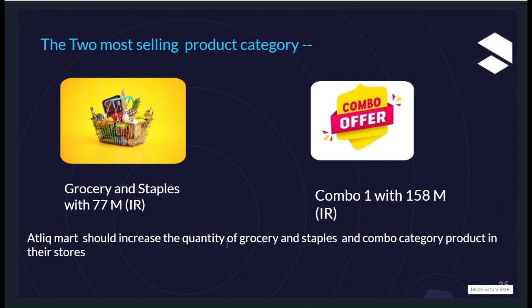So here the two most selling product categories. Grocery and staples and combo are the two most selling product categories in terms of incremental revenue, that generated the highest incremental revenue. Here combo category generates the most incremental revenue. So what can the company do about this? So Atliq should increase the quantity of grocery and staples and combo category products in their stores. So there will be no shortage for this.